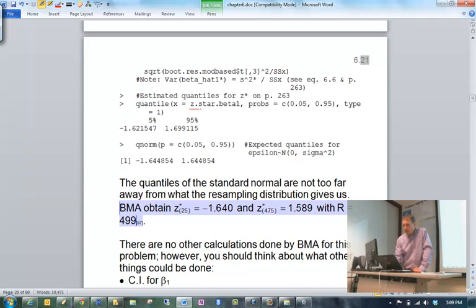So how about if I look at these z stars and get the 0.05 and 0.95 quantiles out? This is what I get. What are the actual quantiles from a standard normal? Pretty close. Again, it's nice that this is happening. It's just, by example, showing the bootstrap is doing what it should be doing.